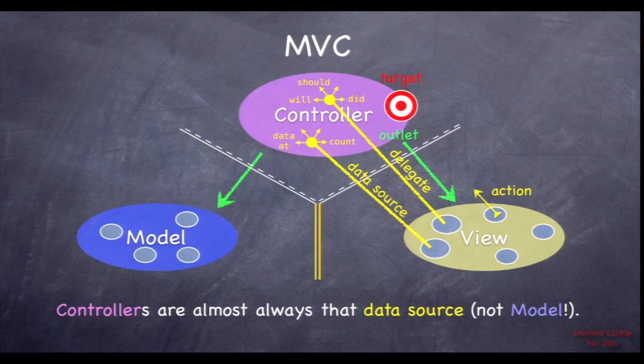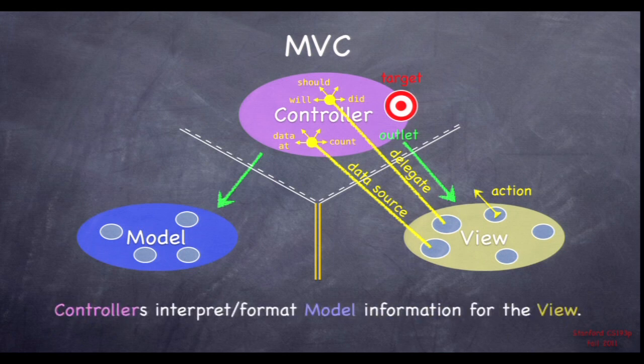Notice that the data source and the delegates are always the controller. Now, they could be a third object designated by the controller, but they would never be the model. The controller has a job, which is to interpret and format the model information for the view. So it's the one that wants to respond to all these delegated things because it's getting the model's data and figuring out how to display it on screen. That's what it does. So it wants to have an opportunity to be involved in that loop.